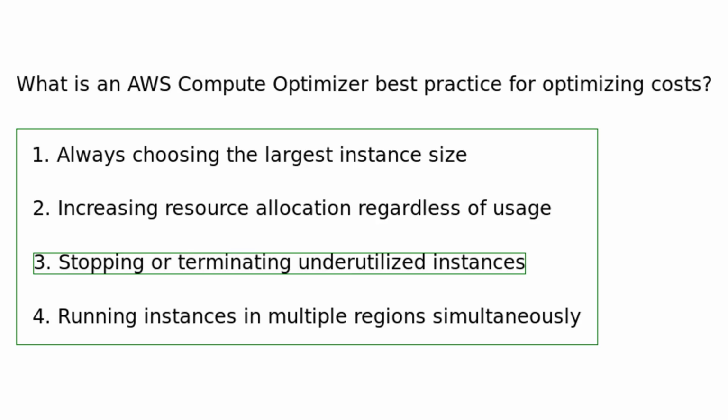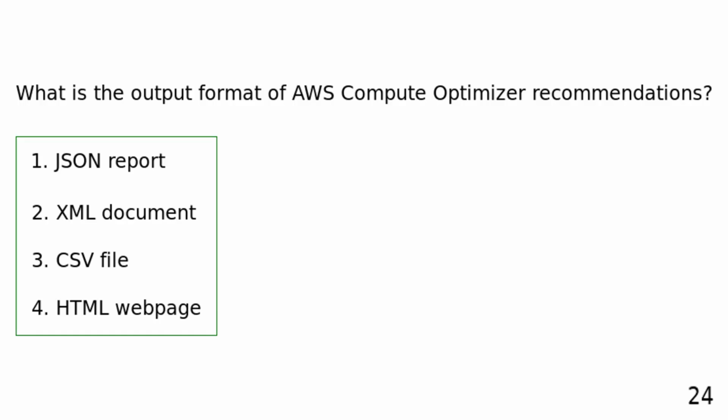idle resources. What is the output format of AWS Compute Optimizer recommendations? JSON report, XML document, CSV file, HTML web page. AWS Compute Optimizer provides recommendations in a JSON report format for easy consumption and implementation.